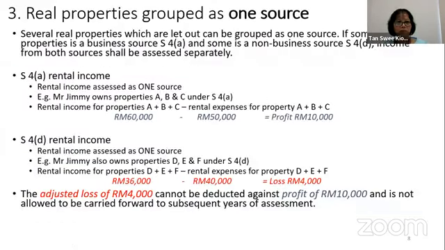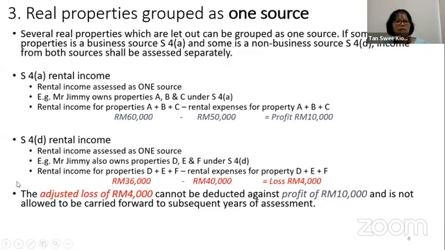Okay, now we look at the next heading: real property group as one source. Take the example of Mr. Jimmy, who has a few properties. Just now I said property rental income is grouped under either Section 4A or Section 4D, so his properties must be put under rental income 4A or 4D.